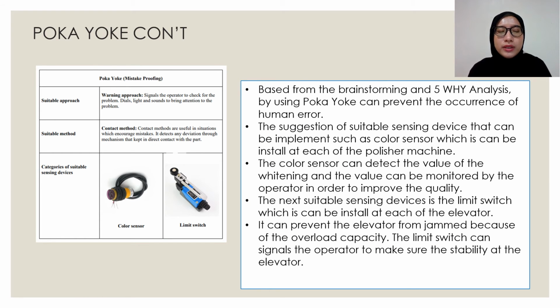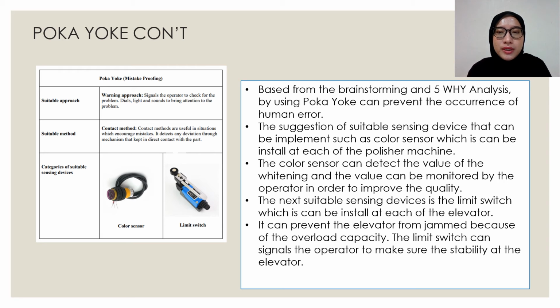This slide is the continuation of the Poka-yoke. Based on the brainstorming and 5-why analysis, using Poka-yoke can prevent the occurrence of human error. A suggestion of suitable sensing devices that can be implemented, such as a color sensor, which can be installed at each of the polisher machines. The color sensor can detect the value of the whitening, and the value can be monitored by the operator in order to improve the quality.